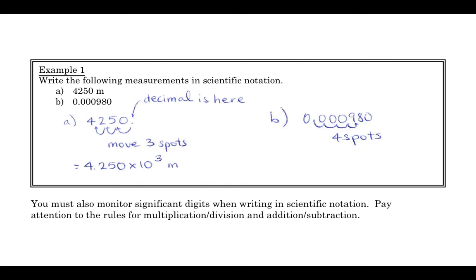And when we move a decimal place to the right, it means we're getting smaller, so we multiply by a negative power of 10. So this becomes 9.80 times 10 to the negative 4. You'll notice that this trailing 0 is significant, so we leave that in. We don't round it off. We're maintaining the number of significant figures. That's important. We have to monitor sig figs when we're using scientific notation.